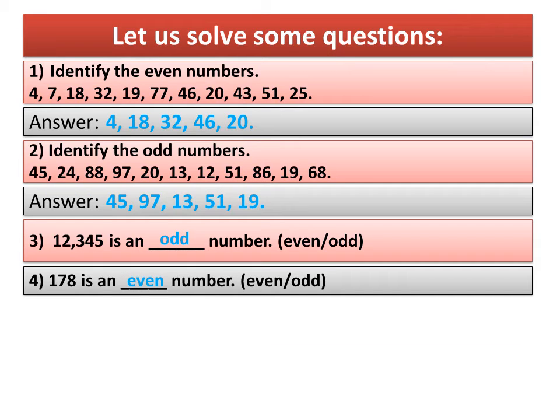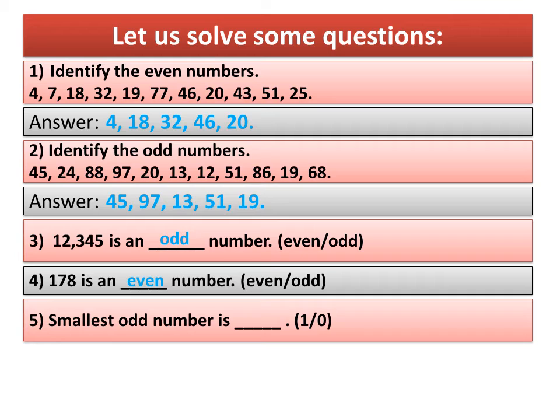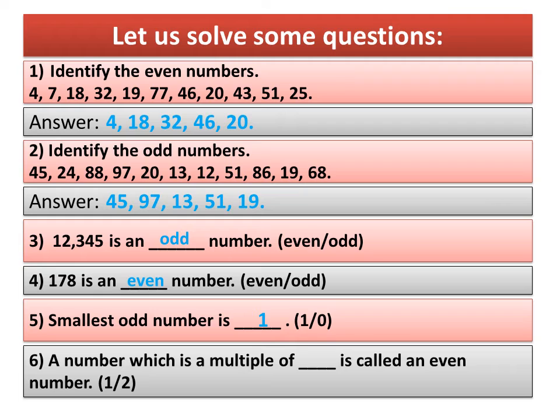Question number 5. The smallest odd number is dash, and the options are 1 or 0. So the answer is 1. Question number 6. A number which is a multiple of dash is called an even number, and the options are 1 or 2. And the answer is 2. Hope you better understand odd numbers and even numbers.